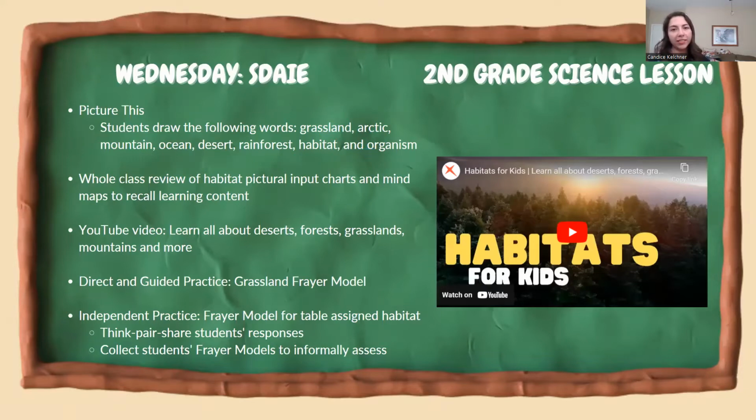This will then lead into a whole class discussion where the teacher will see how students illustrated the terms and how they connected and how their partner connected the terms to the picture. Then afterwards, the teacher will review the pictorial input charts and the mind maps from Monday and Tuesday to help students recall and review habitat knowledge.